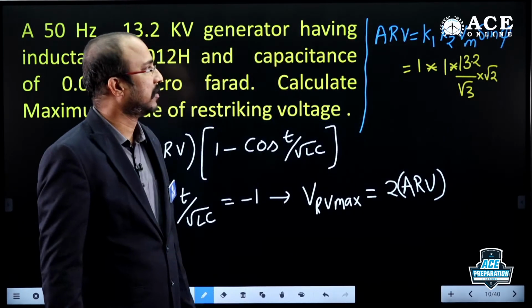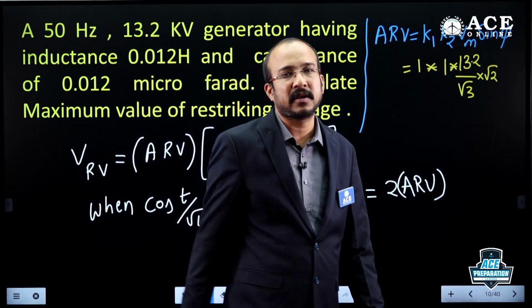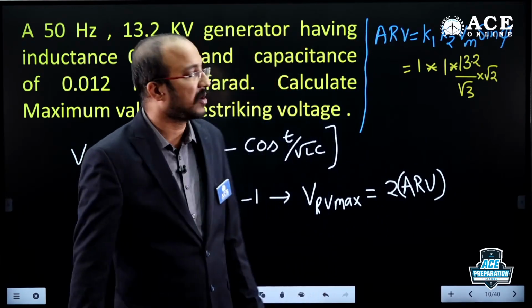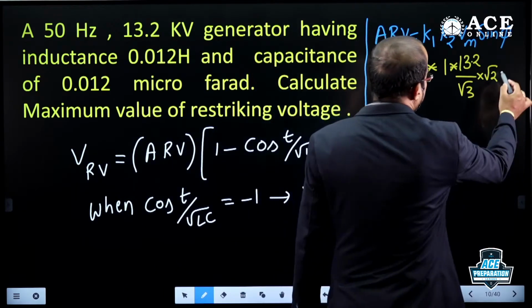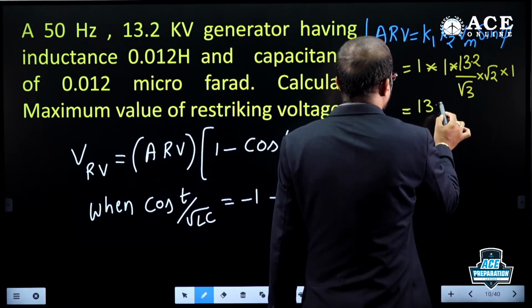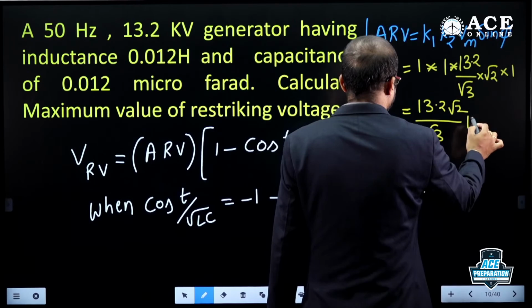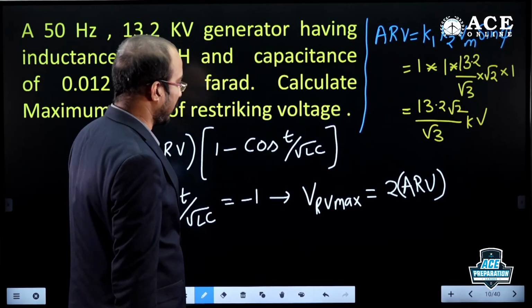Phase maximum. Cos phi is not given. By default, what is the fault power factor? Zero power factor lagging. So cos phi is 0, sin phi will be 1. So you will get 13.2 into root 2 by root 3 kilovolts. That is the active recovery voltage.